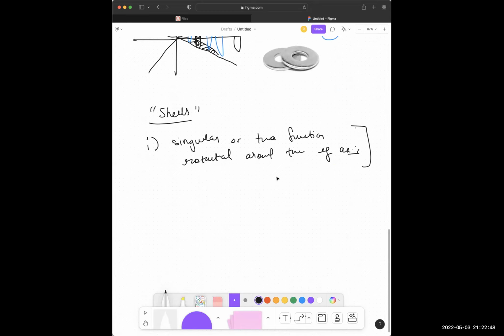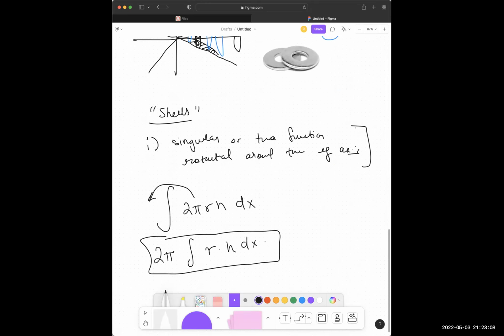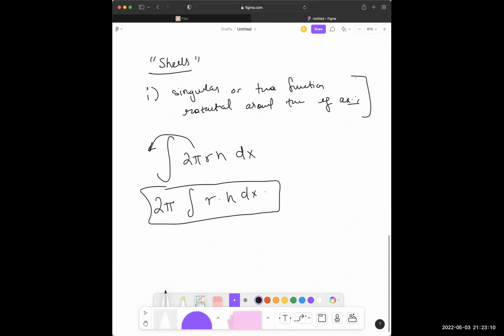Now, with shells, the idea here is to actually have the integral of 2 pi r h dx. And again, I mean, they like to put this, I usually take it out front to have that 2 pi and then the radius times the height dx. And so this is the formula for the shell. So let me go ahead and pull up a problem here. We'll build up in terms of difficulty, and hopefully you'll see that these things aren't too bad.